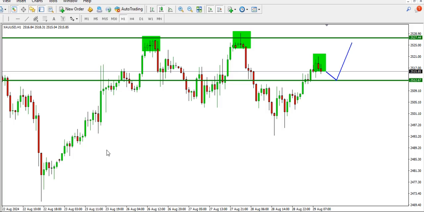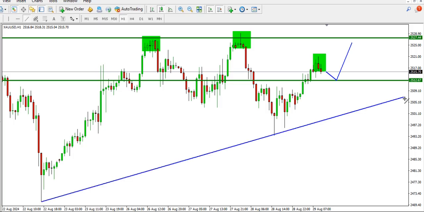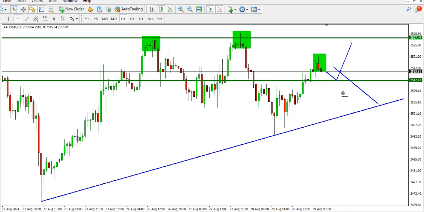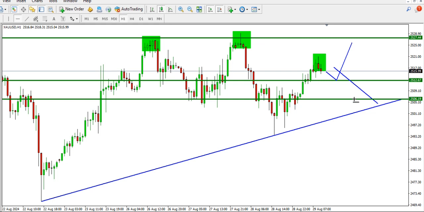Okay, but for now, the ascending trend line on the 1-hour time frame is still intact. This ascending trend line is intact on the 1-hour time frame. So if price is going to drop, I expect price to either drop to 2512 or drop to around 2506 or 07, where we have this particular order block. If this order block fails, price might get to this other block to find buyers.